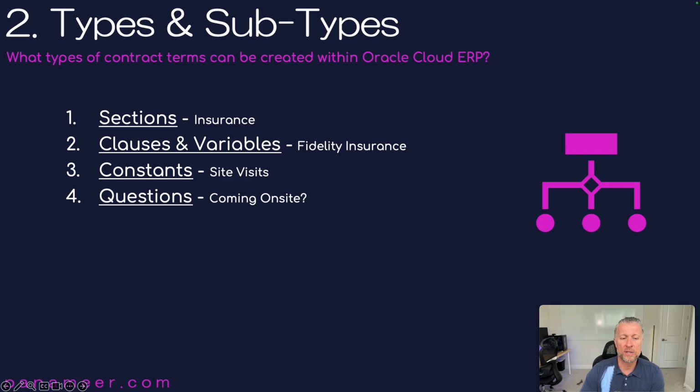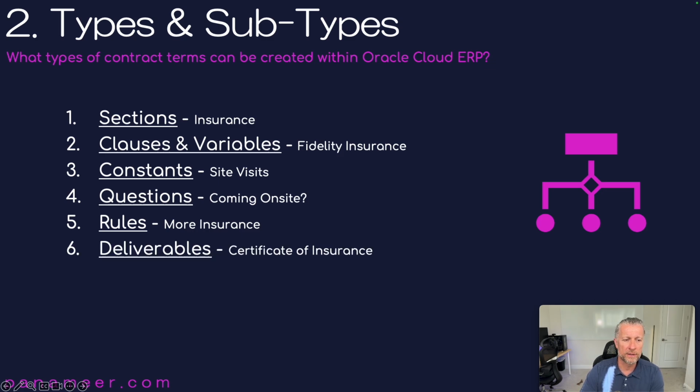Fourth, questions. So now I have, are you coming on site? Fifth, rules. Now here's where that kind of comes together. I have a rule that says if you're coming on site more than the constant 2 times, then I'm going to have a rule that drives a separate clause onto the contract.